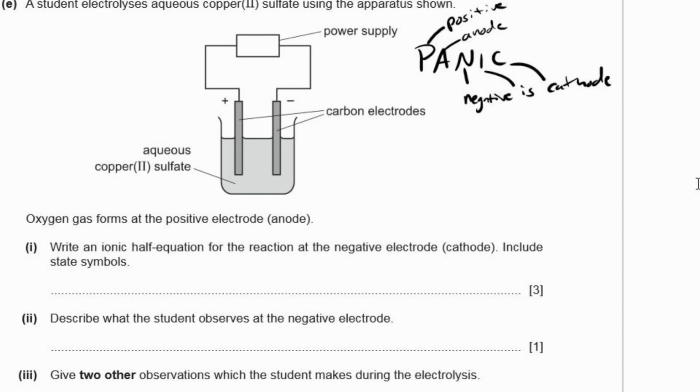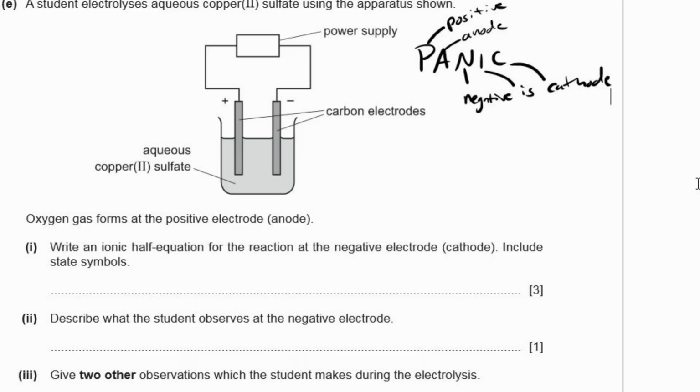So oxygen gas forms at the positive electrode, the anode. Write an ionic half equation for the reaction at the negative electrode, the cathode, and include state symbols. Okay, so you didn't need to panic in this one, but it's always worth remembering. That's the only time you should panic in a science exam.